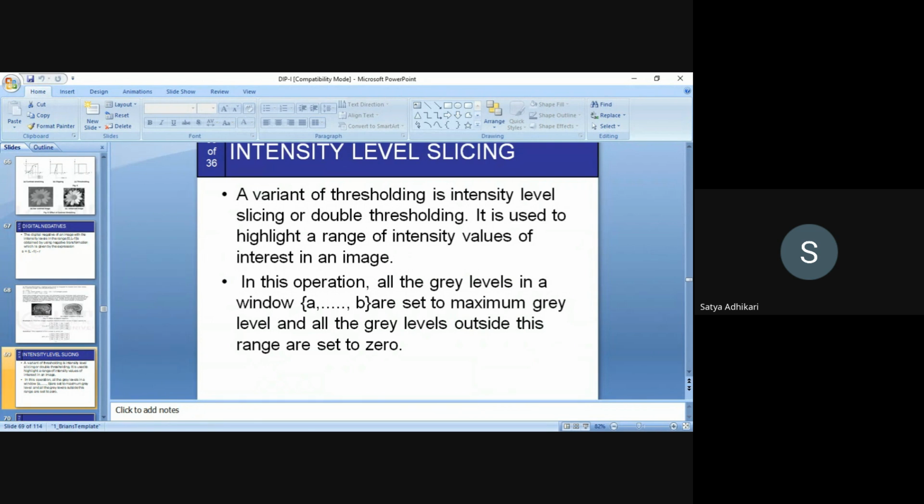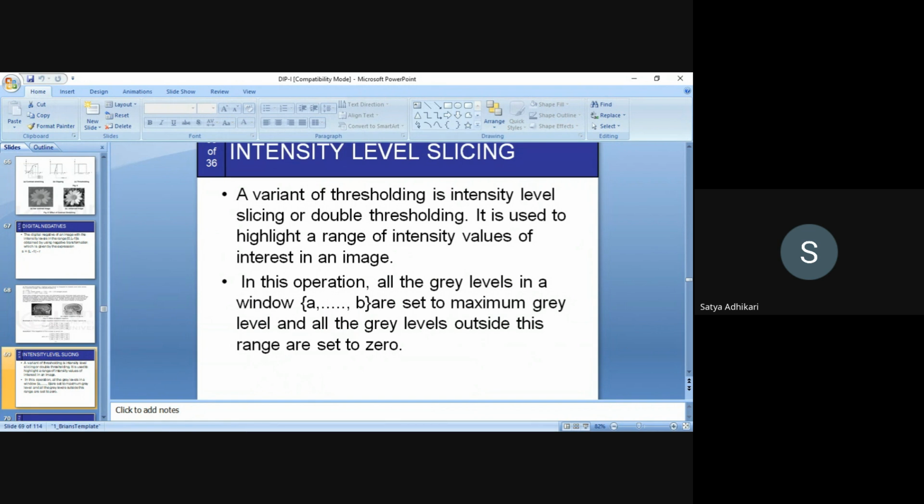It is used to highlight a range of intensity values of interest in an image. In this operation, all the gray levels in a window A to B, that is, in a range, are set to the maximum gray level. If the pixel value lies between this window, it is set to the maximum level 255. All the other gray level values outside of the range are set to 0.